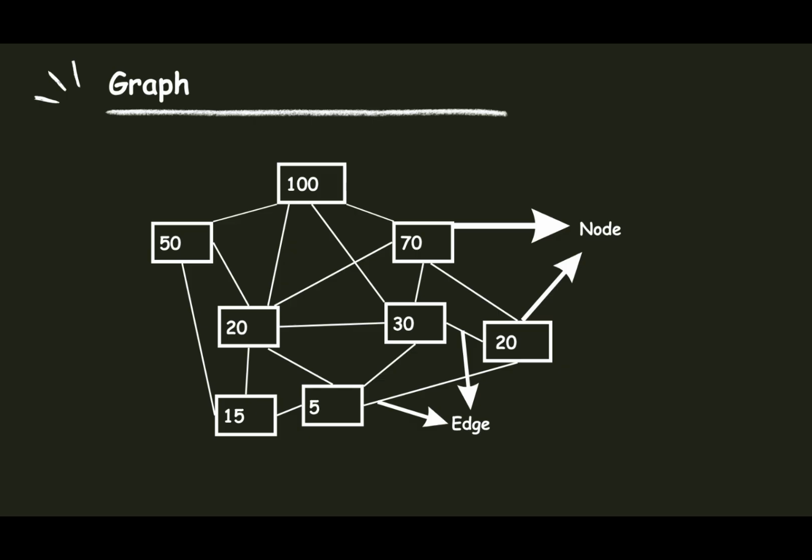Some key concepts of the graph data structures are the node or vertices, which represent the individual objects or entities within the graph. We have edges, and they represent the relationships or connections. Edges can be directed, showing a one-way relationship, or undirected, showing a two-way relationship.